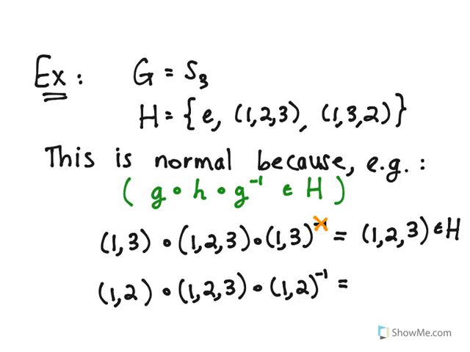Or here's another similar example. I could let g be (1 2), and still let h be (1 2 3). Then if I do g h g inverse, well, again, g is actually its own inverse, so I can ignore that inverse symbol there. And I've got a little calculation to do. What I think I get in this case is (1 3 2), and so in particular, again, that's an element of H, as it was supposed to be.